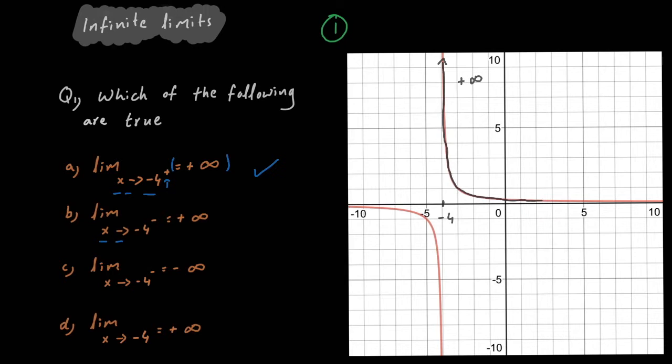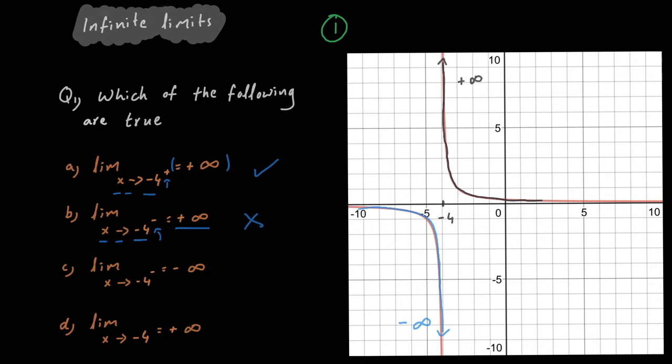Question 2 or part B, limit as x approaches negative 4 from the negative side is equal to positive infinity. So as we approach negative 4 from the negative side, is the value approaching positive infinity? No, it is reaching negative infinity. So this is not true.